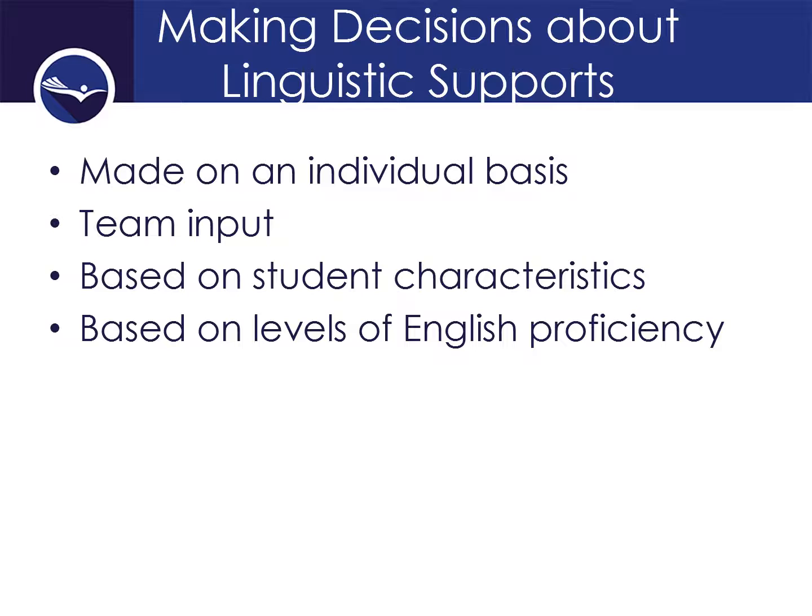Tool 2, Linguistic Supports for English Learners, goes into detail about how to determine appropriate supports for English learners. Decisions should be made on an individual basis and by a team, which includes someone with knowledge of language acquisition. Selecting appropriate supports should be based on characteristics such as a student's native language literacy level, current and past schooling experiences, and years in a U.S. school. In addition, a student's level of English language proficiency should be considered when making decisions about linguistic supports.